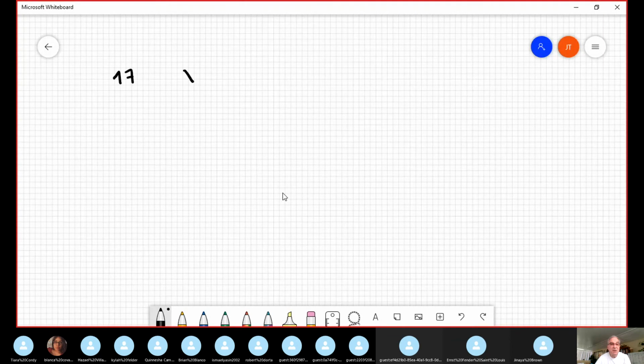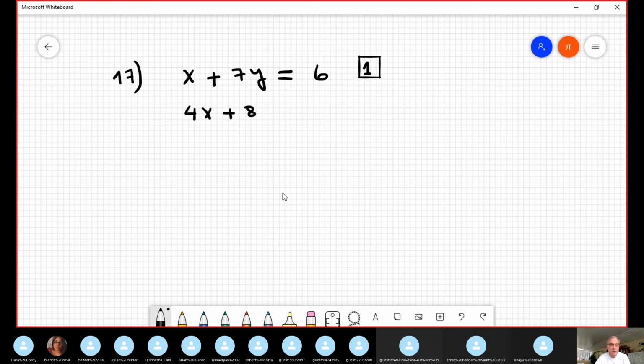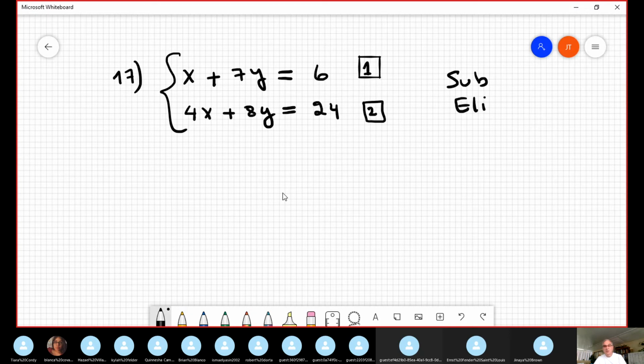Problem 17 is a system of linear equations. It's just a system. 17 is x plus 7y equals 6. This is my first equation, equation number one. And the second is 4x plus 8y equals 24. It's a system. And we make a decision: substitution or elimination? Okay, help me. What do you think? Substitution or elimination?